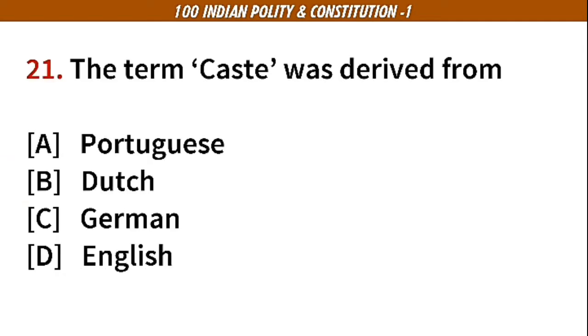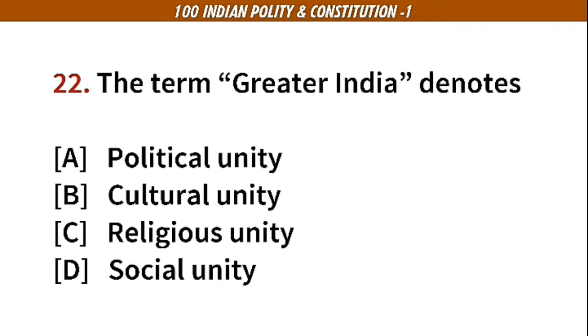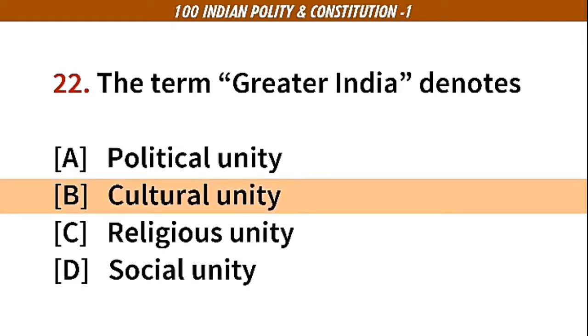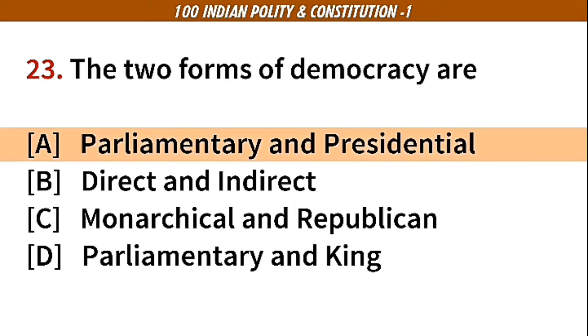The term caste was derived from? Answer A. Portuguese. The term Greater India denotes? Answer B. Cultural unity. The two forms of democracy are? Answer A. Parliamentary and presidential.